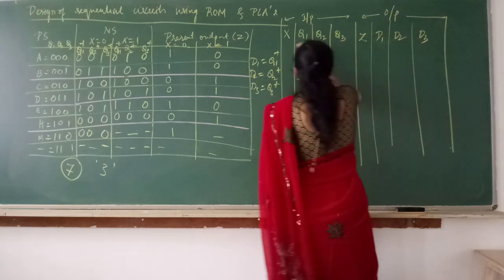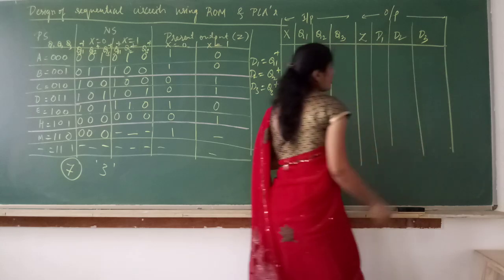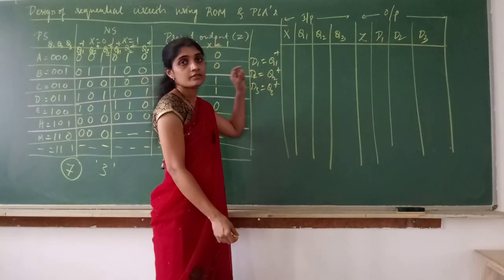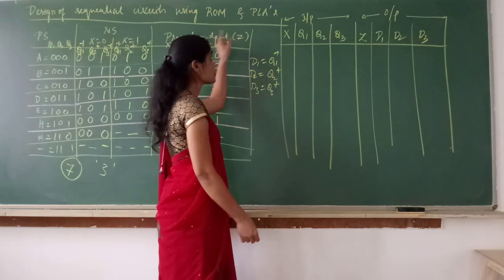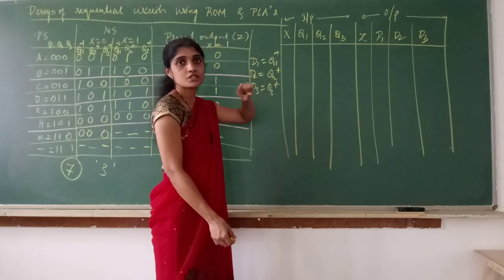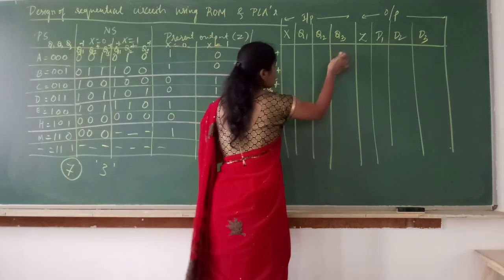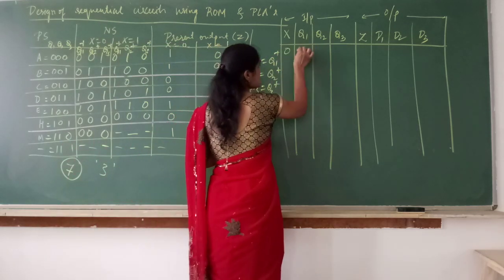Okay. So ROM, how many input variables? 4 input ROM. So we are going to use a 16 words, 4-bit ROM for the BCD to XS3 conversion sequential circuit using ROM. Since we have got 4 inputs, let us write all the 16 combinations.